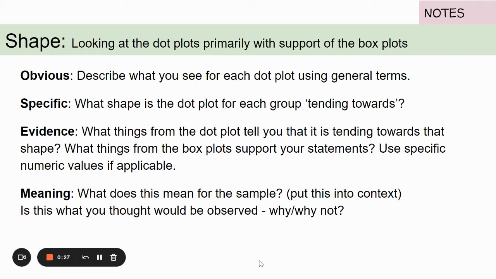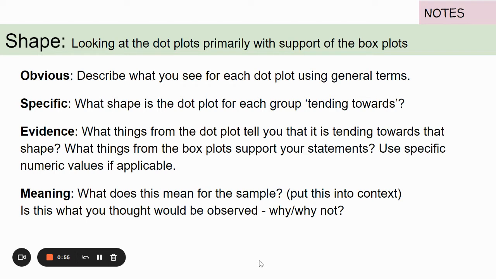what we see on the dot plot. So our obvious would be what we can see on each dot plot using general terms, and we'll come across those in a minute. What shape is the dot plot for each group tending towards? What things from the dot plot tell you that it is tending towards that shape? What things from the box plot support your statements? Be specific, use numerical values if applicable, and what does this mean? So is it what you think it was going to be or not?